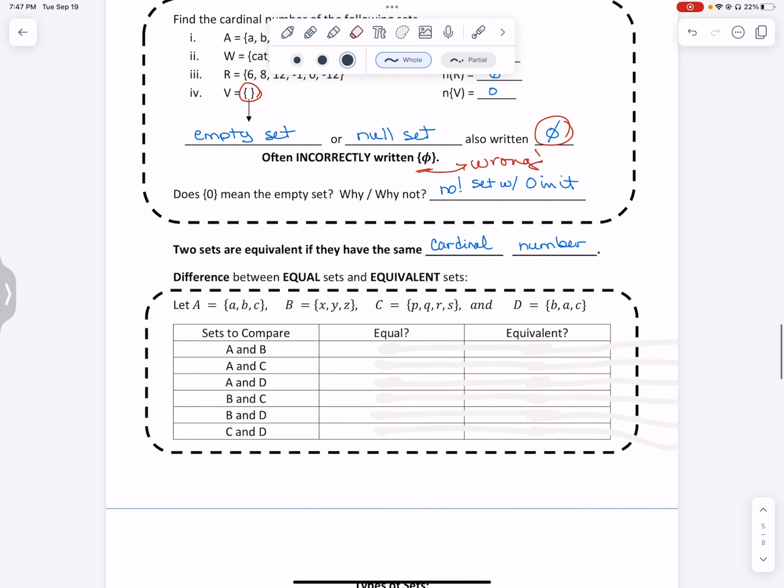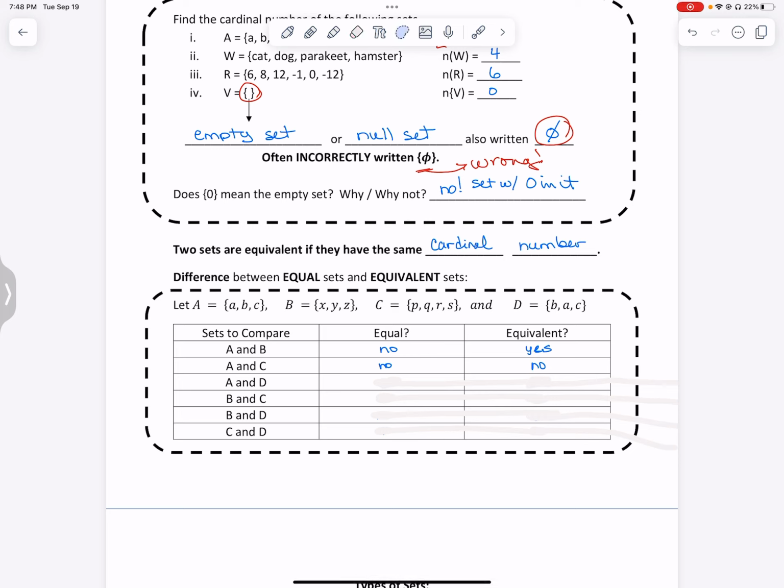Okay. So let's see which of these are equal and which ones are equivalent. Let's check out A and B. Notice A has A, B, C in it and B has X, Y, Z. So are they equal? No, they're not the same. They don't have the same elements, but they are equivalent because they have the same number of elements. So now let's check out A and C. Those guys are not equal. They don't have the same elements. And they're not equivalent because one has 3 and one has 4. So both of those are no.